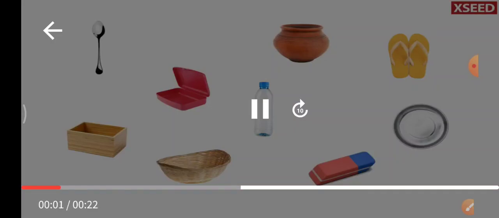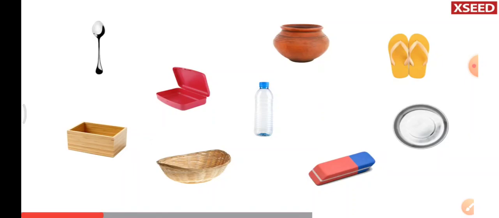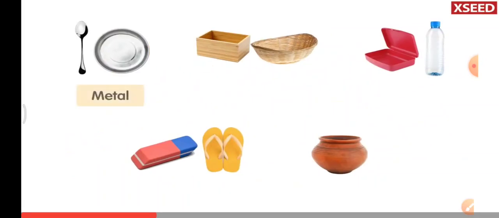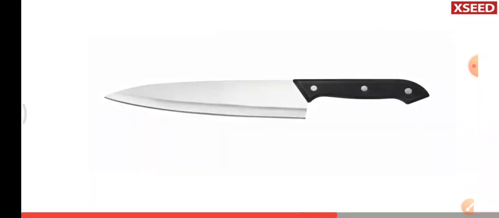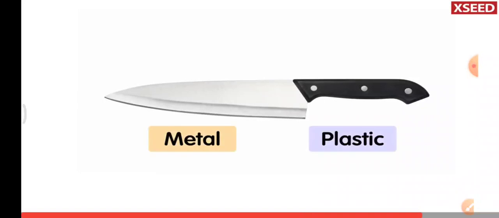Different objects are made from different materials, such as metal, wood, plastic, rubber, and soil. Some objects are made using more than one material.